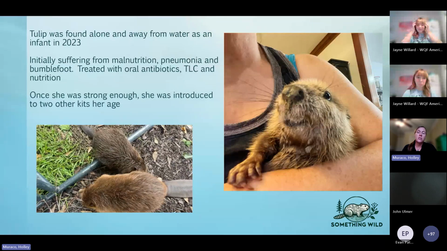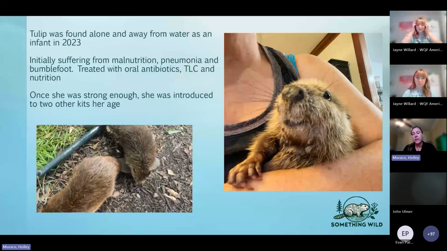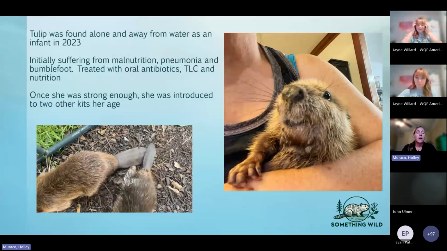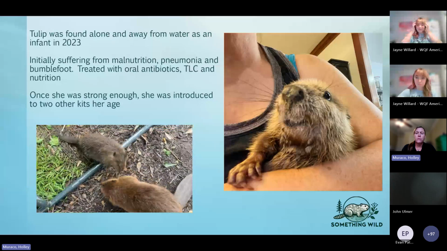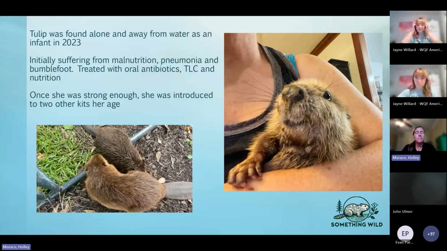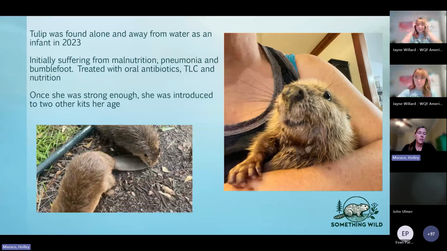Bumblefoot is a condition that affects their rear flippers. And it is a very painful bacterial infection that can actually get into the joints. Most of the time, bumblefoot is associated with birds, but we are finding that beavers are very susceptible to that. Once she was strong enough, we did introduce her to two other kits that were her same age.